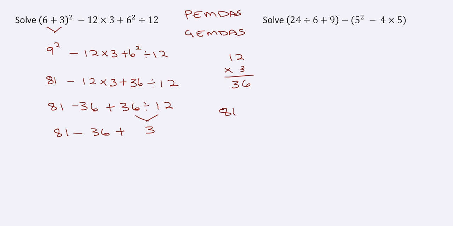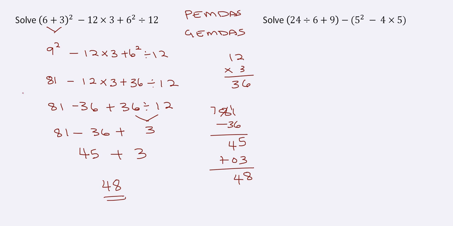So 81 minus 36. So we borrow 1 here, 7. This makes it 11. 11 minus 6, we have 5. 7 minus 3, we have 4. So we have 45 plus 3. So now we add 3 to this. 5 plus 3, we have 8. 4 plus 0, we have 4. So this is 48. So I'm just going to put equal to right about here so we can see our flow of thought.